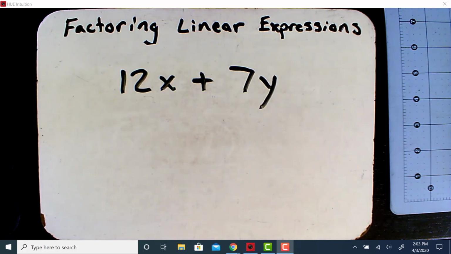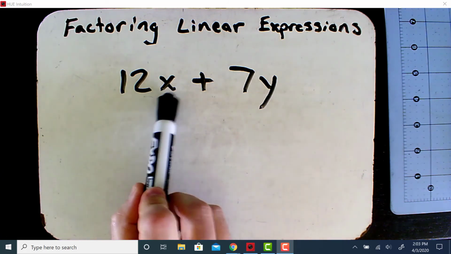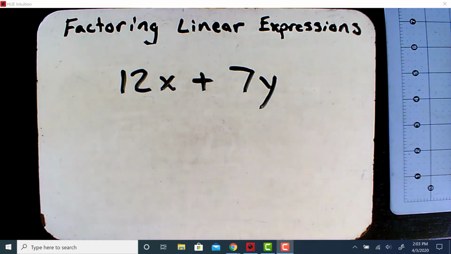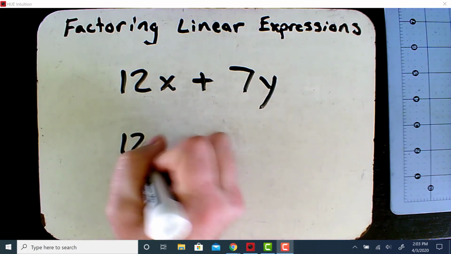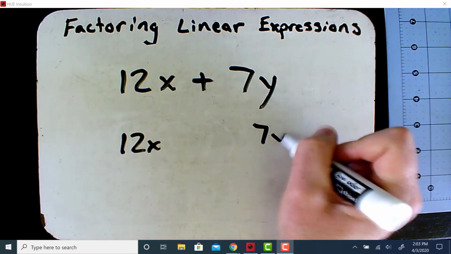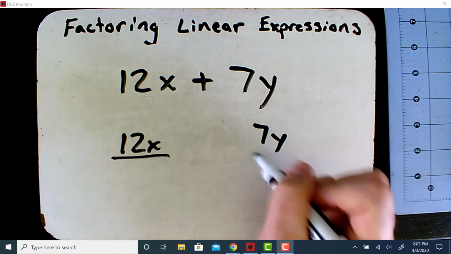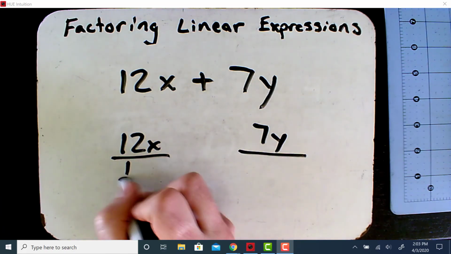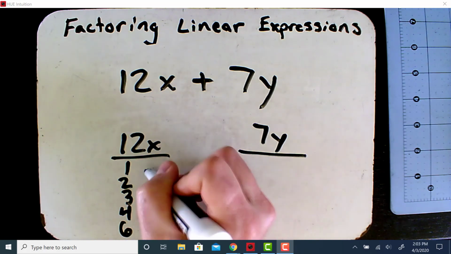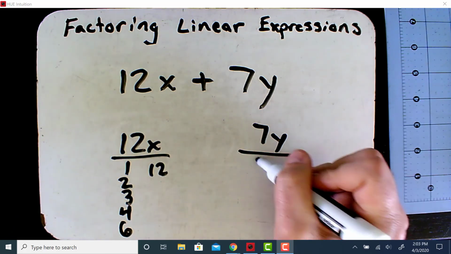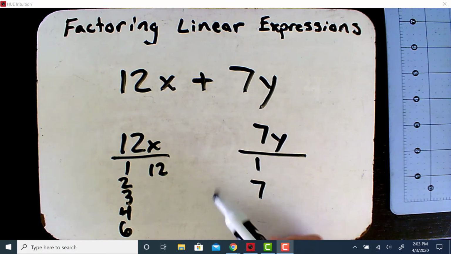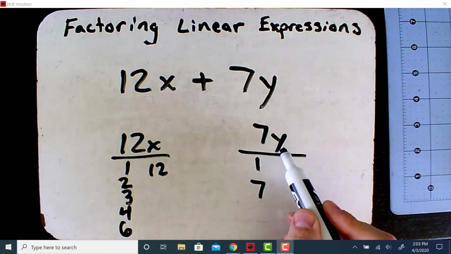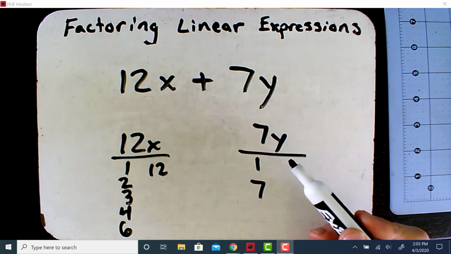This is one final example for us to look at. We have 12x plus 7y. Now, let's start by working to factor this particular expression. I've got 12x as one monomial, and I've got 7y as my other monomial. If I factor these two, I'm going to say, well, 12's got 1, 2, 3, 4, 6, and 12 as factors. 7's got 1 and 7. Now, if I look at these two lists, I've got 1, no. Nothing matches. I look at their variables, x and y. Nothing matches. So, what do I do?